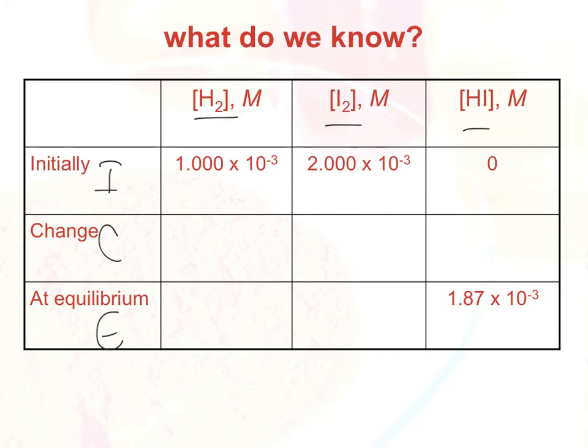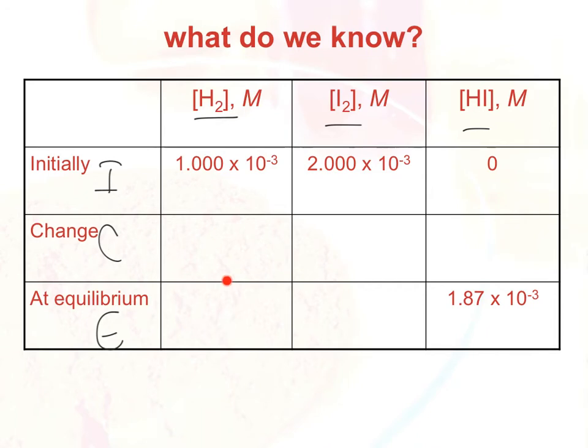So we were told that we have an initial concentration of H2 of 1.00 times 10 to the negative third, an initial concentration of I2 of 2 times 10 to the negative third. And of course, if the reaction hasn't started yet, we have a concentration of 0 of our product. Now, we were told that they analyzed the contents of the closed container at equilibrium, so once equilibrium had been reached, and they were able to obtain the concentration of HI at that equilibrium state.